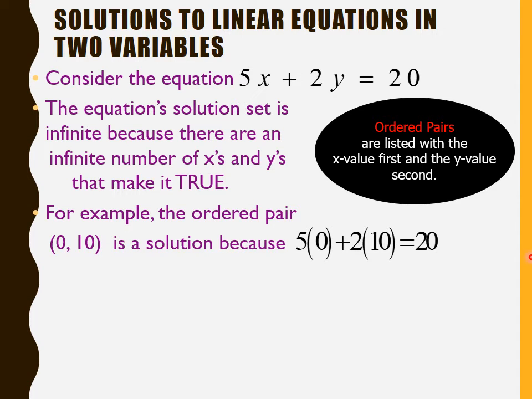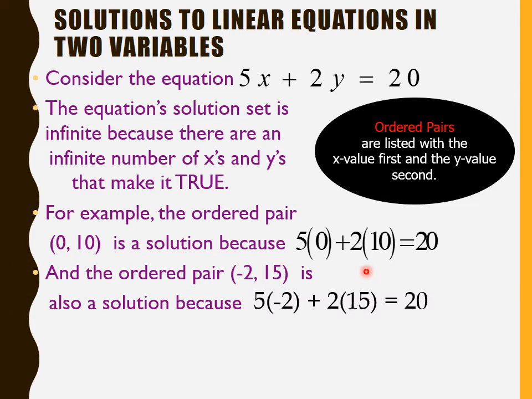For example, the ordered pair (0, 10) is a solution because if we put the values of x as 0 and y as 10, we will get the equation as 5 into 0 plus 2 into 10. Right over here, we can substitute the values of x and y. When we calculate the values, 5 into 0 is 0 plus 20, we will get the answer as 20. And the right hand side of the equation is 20. That means the ordered pair (0, 10) is a solution of this linear equation.